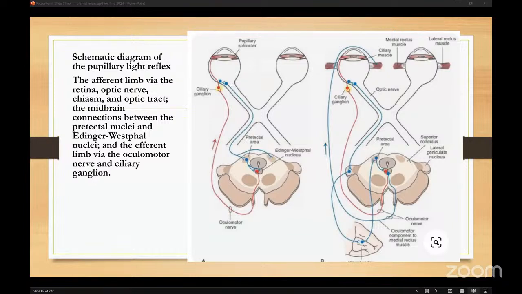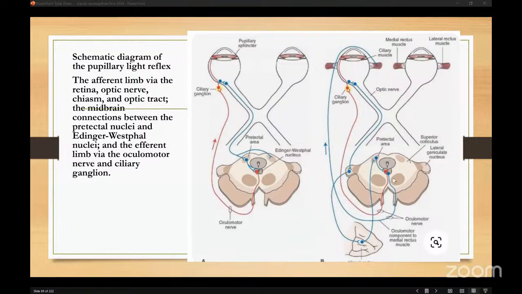So the pupillary light reflex pathway is through the optic nerve, optic chiasma, optic tract, and then it goes to the pretectal nuclei on both sides, and then through the Edinger-Westphal nucleus, the parasympathetic outflow comes through the oculomotor nerve, which supplies the sphincter pupillae. Okay, so this is easy to remember. That is the direct pupillary light reflex.